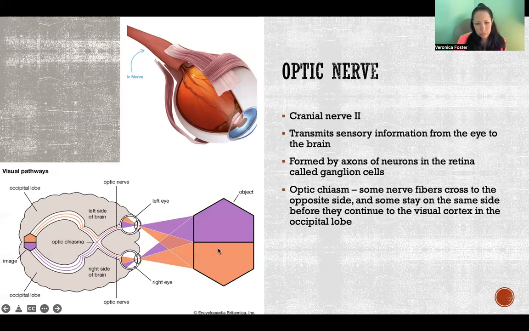Okay, so all of the information about the right visual field is crossing over so that it's traveling to the left side of the brain, and all of the visual information from the left side of the visual field is crossing over so it's being received by the right side of the brain. And so basically half of the axons from each eye are crossing so that the left and right visual field is all organized. That crossing over is the optic chiasm.